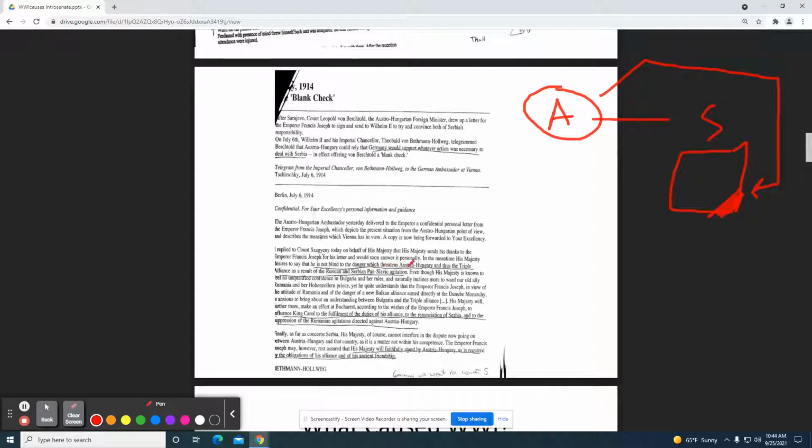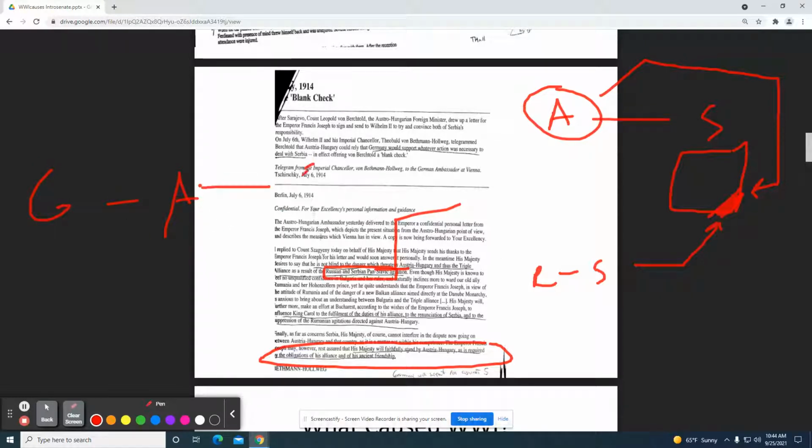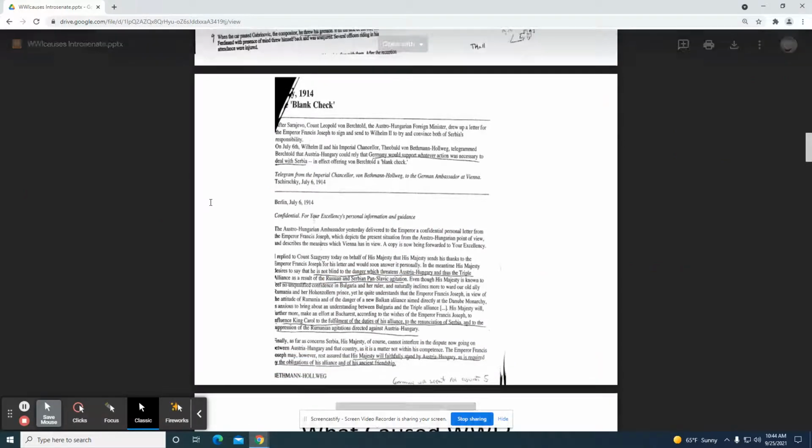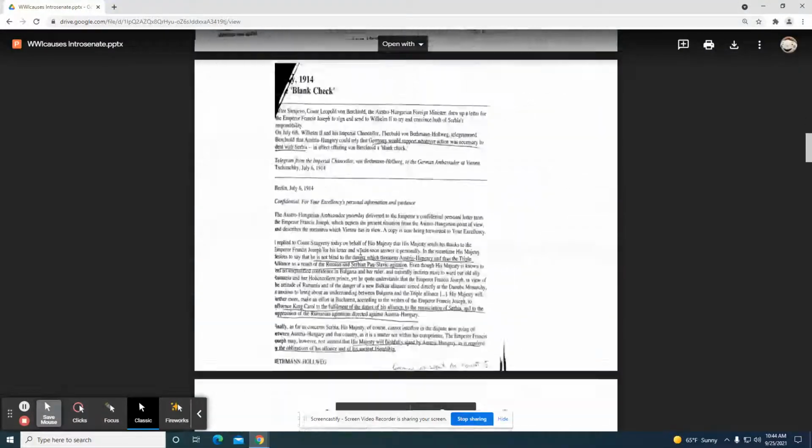He is not blind to the danger that threatens Austria. The danger that threatens Austria is the terrorist organization that is conducting terrorist attacks, like killing their future leader. And then they also say that there's a Russia and pan-Slavic agitation. So they believe that Russia and Serbia are somehow responsible in working against Austria. His Majesty will faithfully stand by Austria as is required by our obligations, alliance, and ancient friendship. So what's going on in the blank check? Germany is telling Austria, we support whatever it is you're going to do with regard to Serbia. And they're acknowledging that they have an obligation as a result of the Triple Alliance.